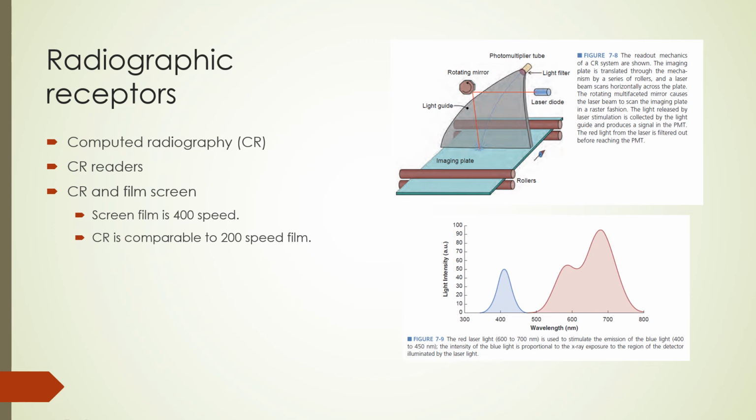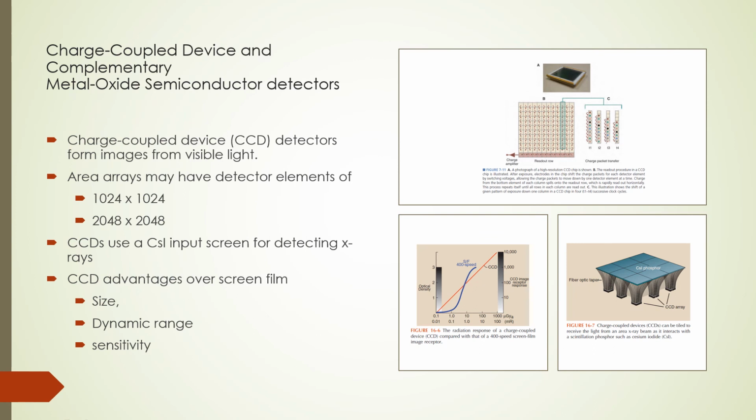To put things in perspective, screen film systems are typically 400 speed systems, while CR systems are usually 200 speed systems. The screen films and CR systems we have been learning about are analog imaging systems. Let's now learn about digital imaging systems. Charged coupled devices or CCD detectors form images from visible light.